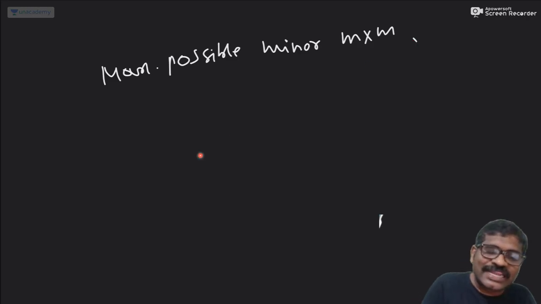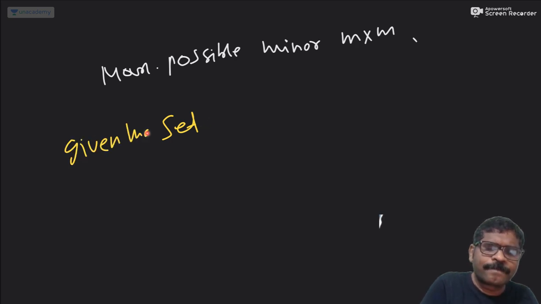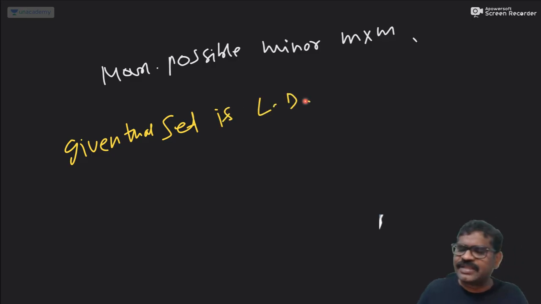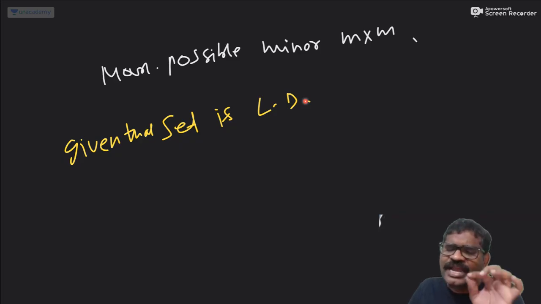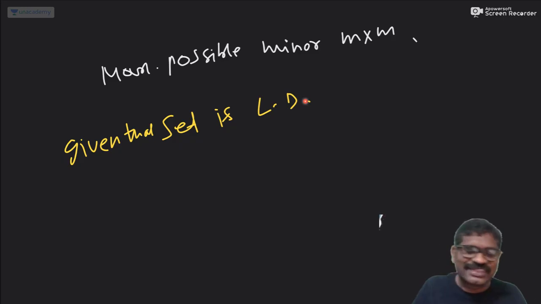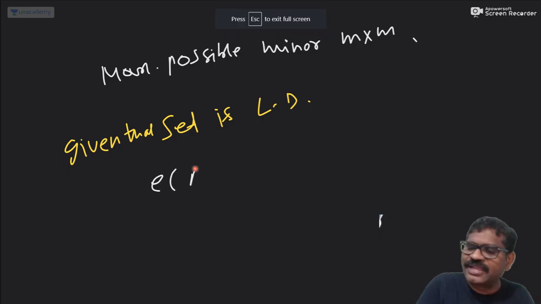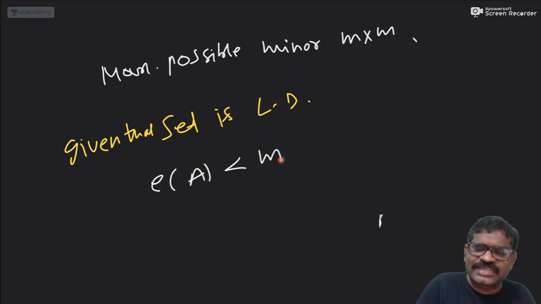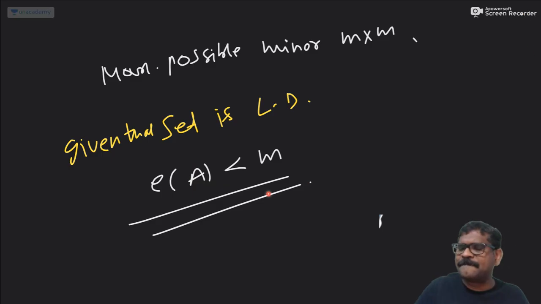Given that the set is linearly dependent, by this statement we can understand that rank is not maximum. Rank is less than that. That's why you can write rank of A is less than m. Understood? Murali?